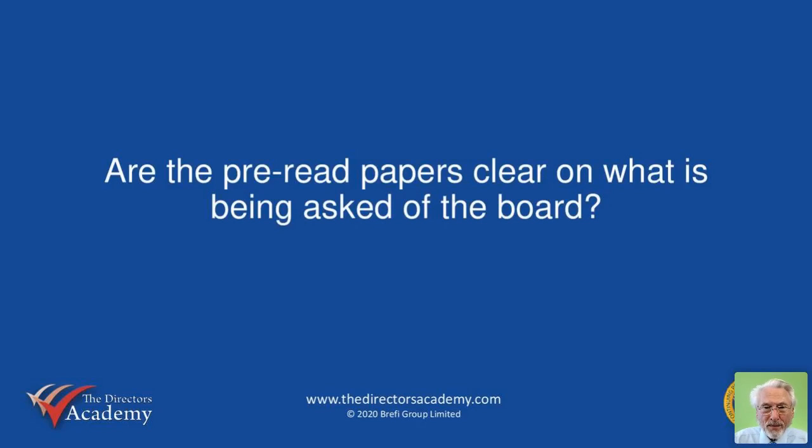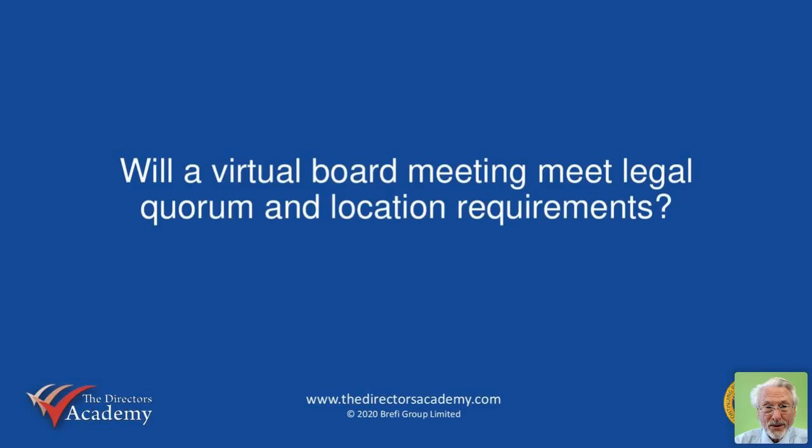Are the pre-read papers clear on what is being asked of the board? One of the things I teach in terms of setting up an agenda is that the agenda should give an indication of what the outcome will be, because some things don't need a specific outcome. Sometimes the objective of an agenda item is to have a general discussion. Sometimes it is to make a decision, and sometimes it is to refer on or say to come back later. So it's quite important in any board meeting, but you need to be more efficient, I think, when you're working online, to make quite sure that people know what the purpose is and what they should be looking for when they read the board papers.